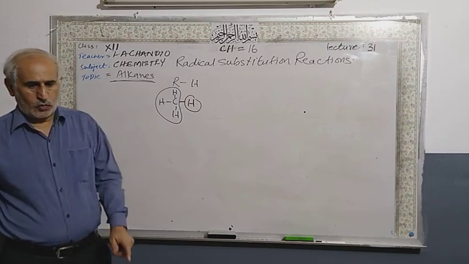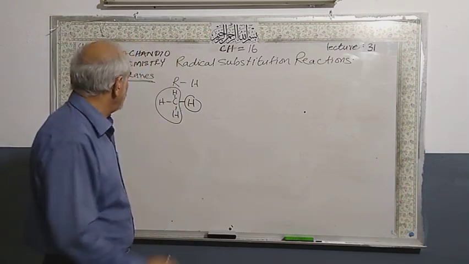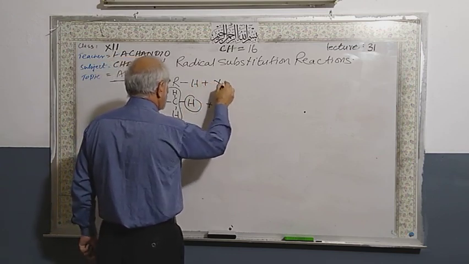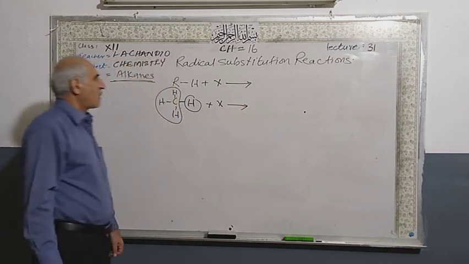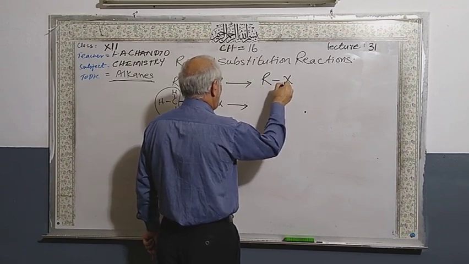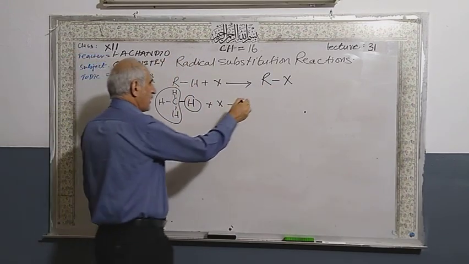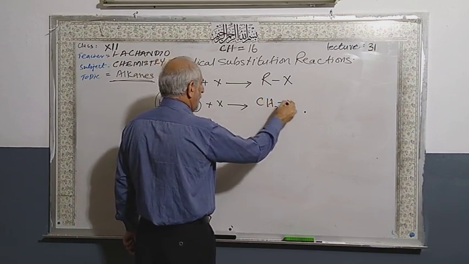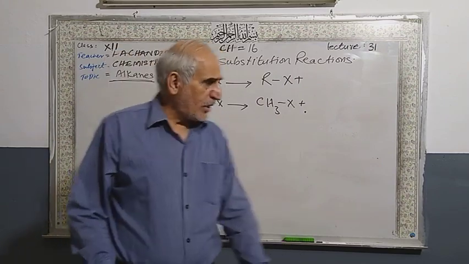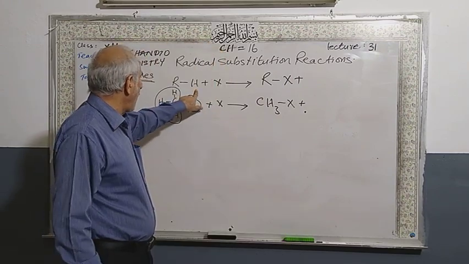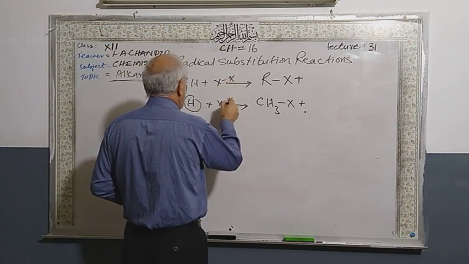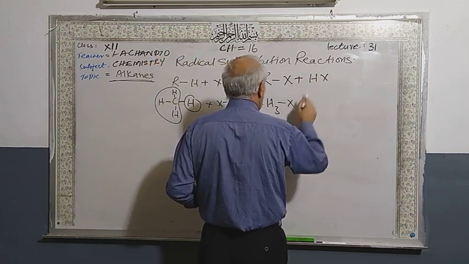Alkyl hydrogen with halogen. Why halogen? Like this, so this becomes an alkyl halide. This becomes methyl halide. Hydrogen is substituted, and you will get a hydrogen halide.